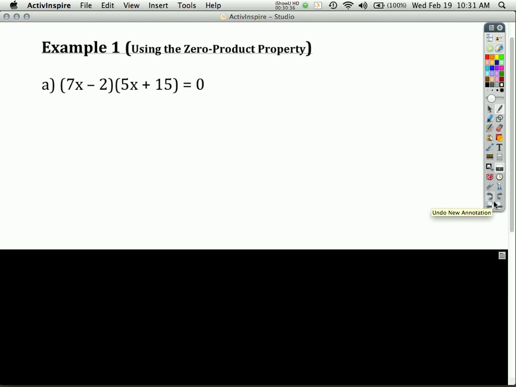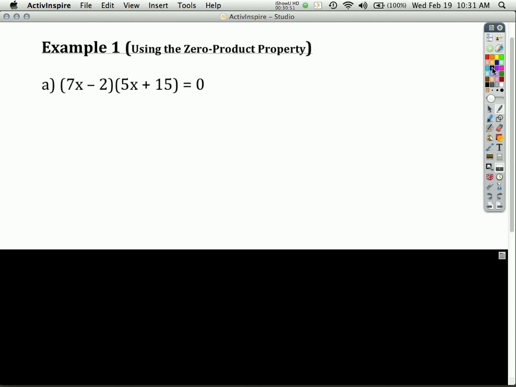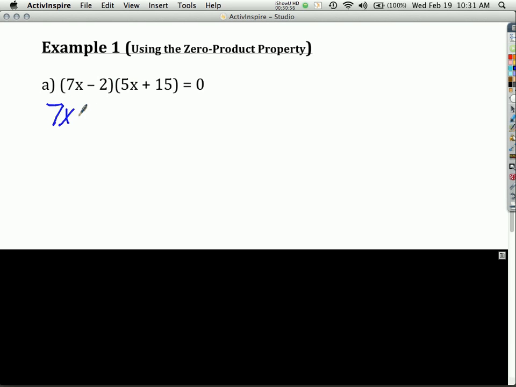So that's actually what we do. We use the zero product property, and what we do is we pretend that one of these is nothing. And then we solve the other one. Then we do the opposite, and that's how we end up with our two solutions. So here's what we're going to do. We take the first binomial and set it equal to 0. 7x minus 2 equals 0. We're going to take the second binomial and set it equal to 0. 5x plus 15 equals 0. Solve both equations.